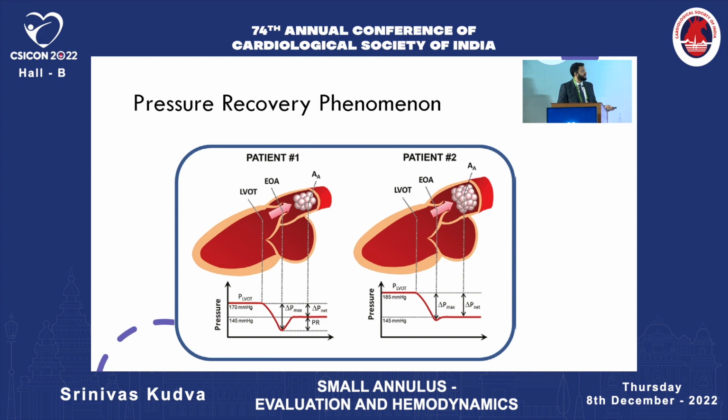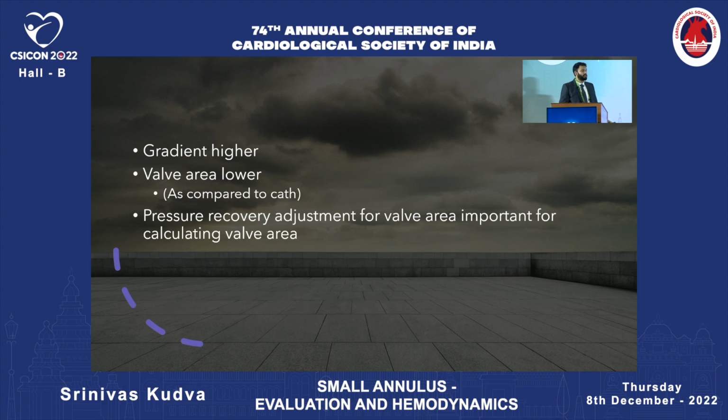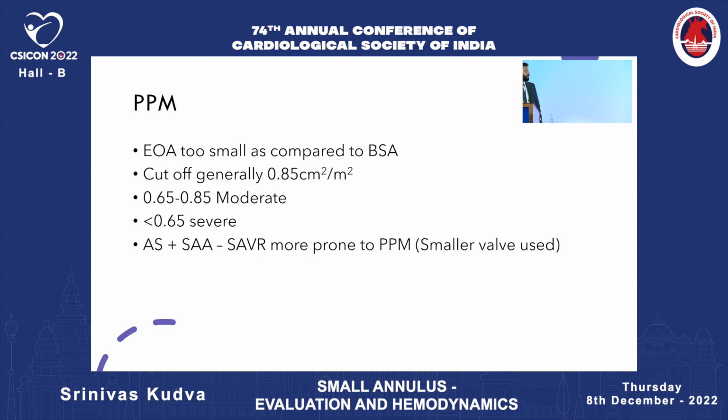What happens is just after the valve where the blood rushes because of the fluid hemodynamics, there is a pressure drop, and 2 to 3 centimeters ahead, there is again an increase in pressure. So this pressure recovery gradient is something which is important when it comes to a small aortic annulus as compared to a normal aortic annulus. What you need to realize is when it comes to echocardiography and cath, the echo has a higher gradient, valve areas can also be lower, and hence pressure recovery for the adjustment of the valve area is very, very important.